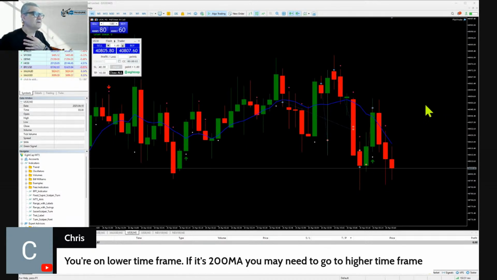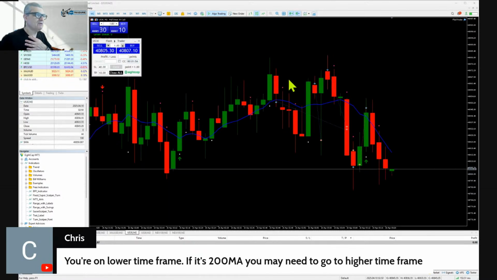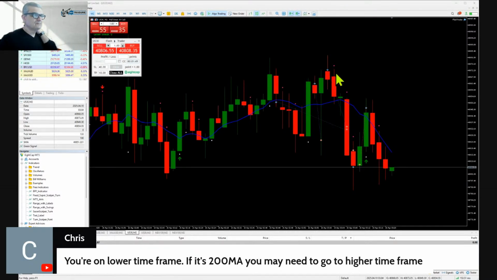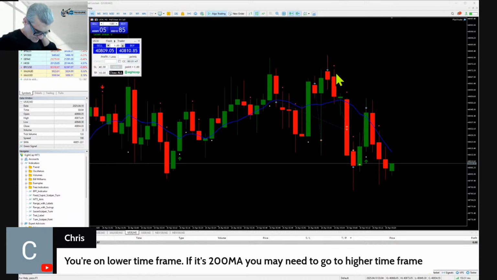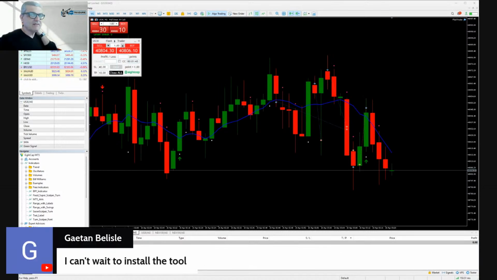But what will be very, very cool when I have it is it will spit out all those risk parameters, so you can just simply plug them into the applet, and it will automatically manage them for you. Gaetano says he can't wait to install the tool. Yeah, it's really cool. It's really, really cool.